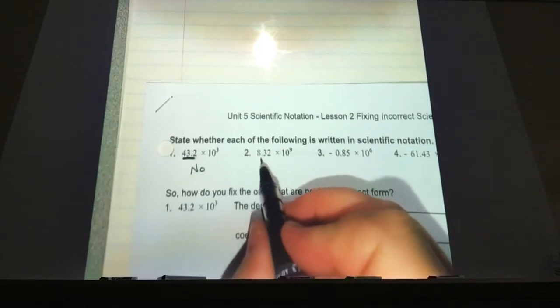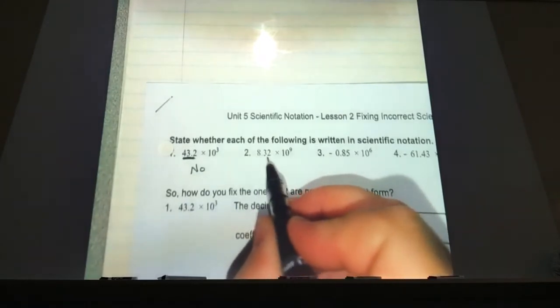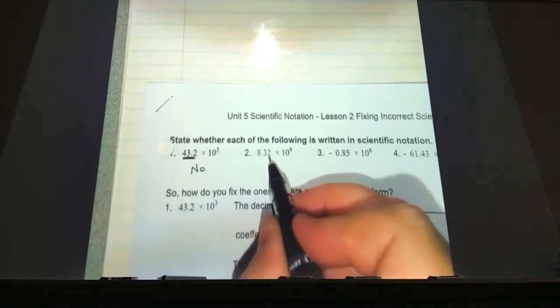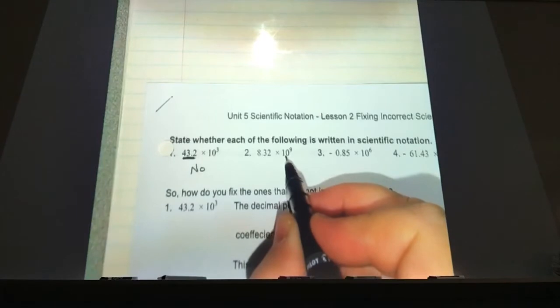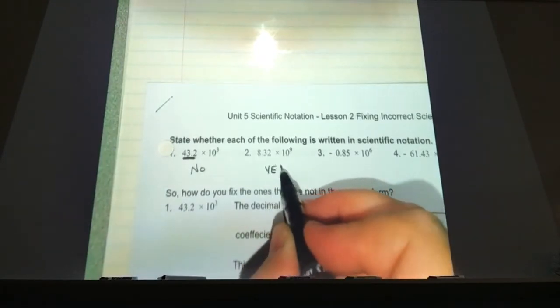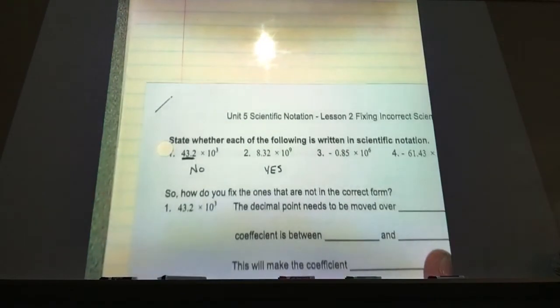How about this one? Hey, look at that. Yes, it is. It is in proper scientific notation as far as the coefficient goes, because it's between 1 and 10. Then we have times 10, and we have our exponent and our 10. This one is looking good. This one is, yes, it is in proper scientific notation.